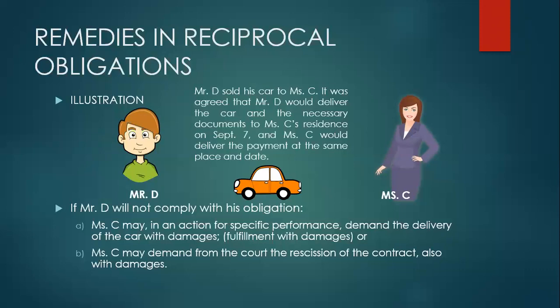We have already discussed earlier what is fulfillment with damages and rescission with damages. When you say fulfillment with damages, you are demanding that the car and the necessary documents be delivered, plus payment of incidental damages, if any. When you say rescission, it means that you want to cancel the obligation. You do not want to enter into a contract of sale anymore because you want to cancel it. And again, if you want to rescind the contract, you are also entitled to the payment of damages.